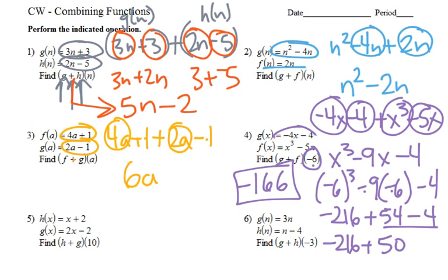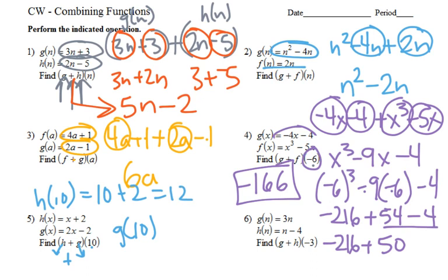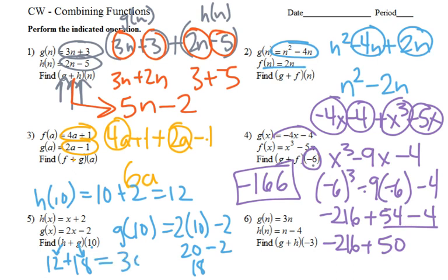The other way, if we look at 5, would be to plug this 10 in and do h of 10 and find g of 10 and then take h of 10 and g of 10 and just add them together. So h of 10 would be 10 plus 2, which is 12. G of 10 would be 2 times 10 minus 2. So 20 minus 2 would give us 18. So I'd go 12 plus 18 to get an answer of 30. It doesn't matter which one you do. You can do it either way.